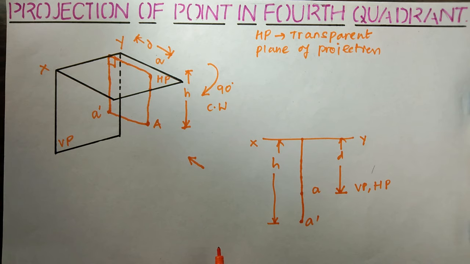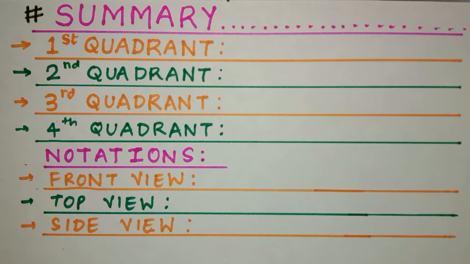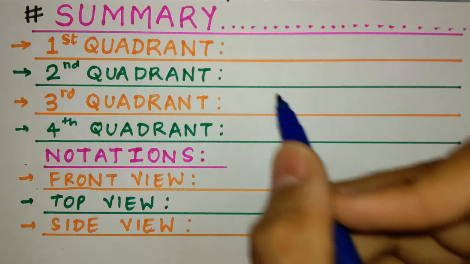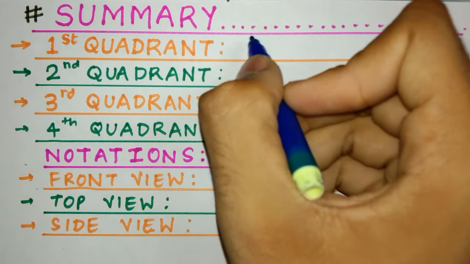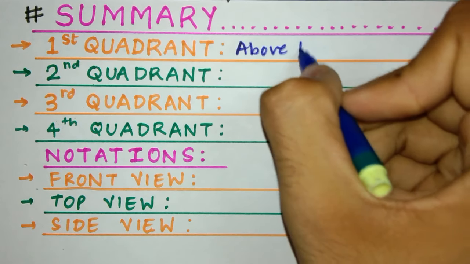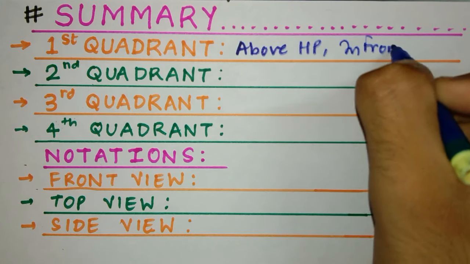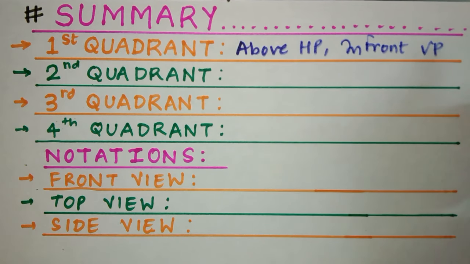Now let us summarize what we have learned in this video. When an object rests in the first quadrant, then it is said to be resting above the horizontal plane and in front of the vertical plane.